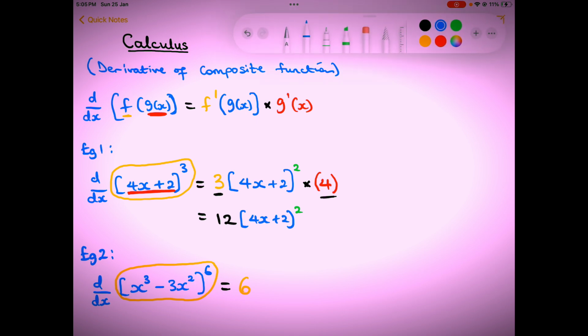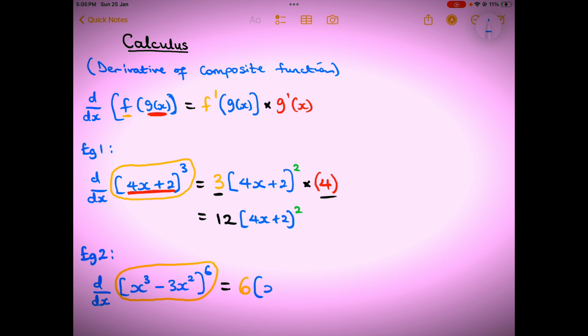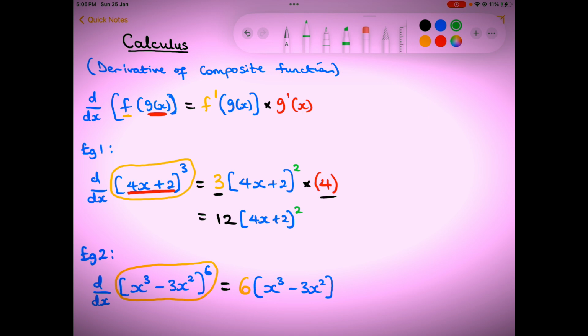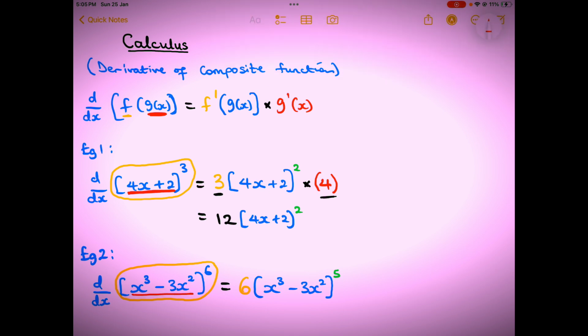Then we are not done. X to the power of 3 minus 3x squared. I close the bracket. Then when I minus 1 from the 6, that gives me 5. So we have now differentiated the outside function using the power rule. Now from here, we check the inside. The inside function is the x to the power of 3 minus 3x squared. So we are going to differentiate the inside function, and after that we just multiply the two.